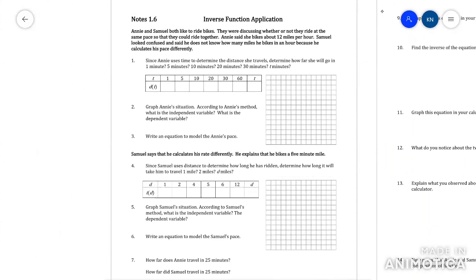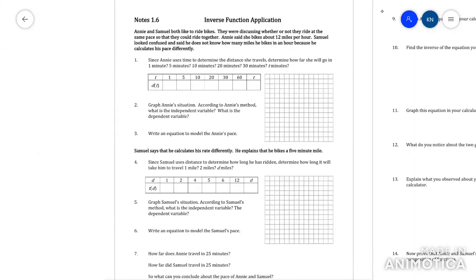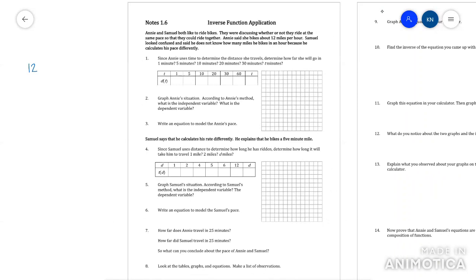So they're talking about two people riding their bike, and the way that they're saying how fast they can go is different. Annie says she rides 12 miles an hour, and they want you to fill out this table. How far would she go in this many minutes? Well, you need to realize 12 miles per hour is 12 miles per every 60 minutes because there's 60 minutes in an hour. So if you wanted to see how far in 1 minute, you would divide by 60 and times by 1. For 2 minutes, you would divide by 60 and times by 2. So that's how I'm going to get these numbers.